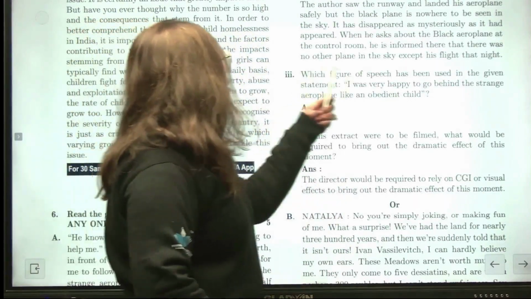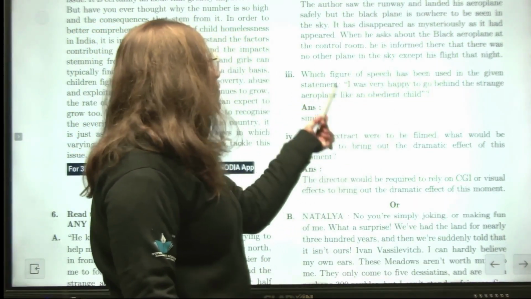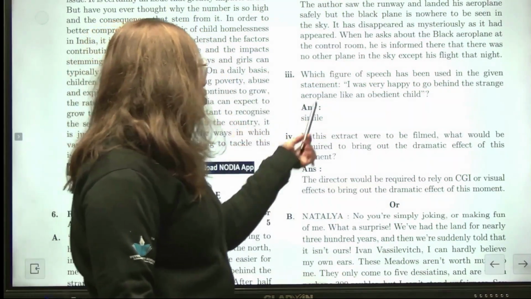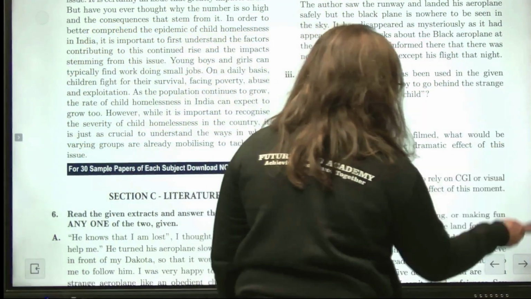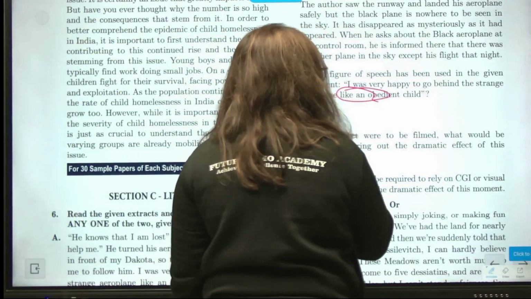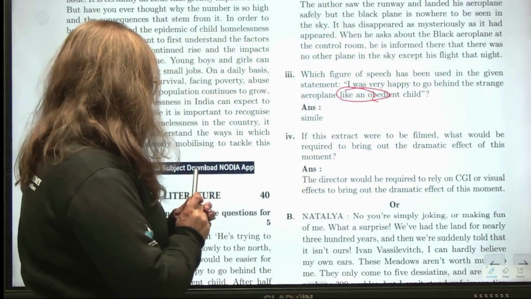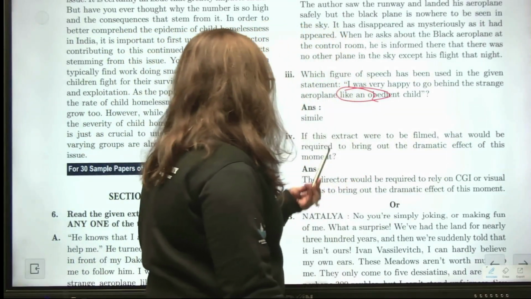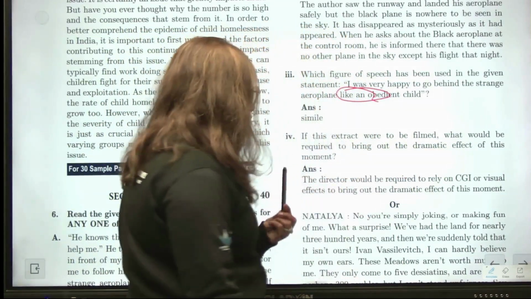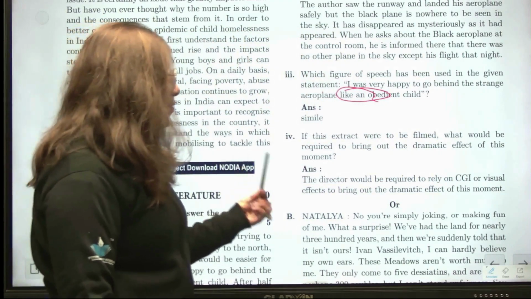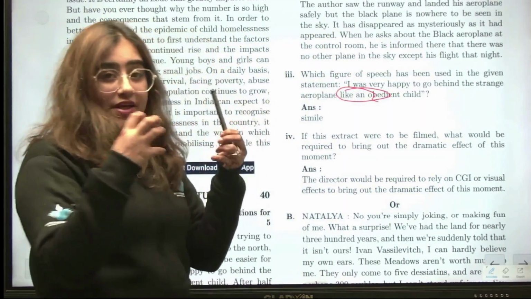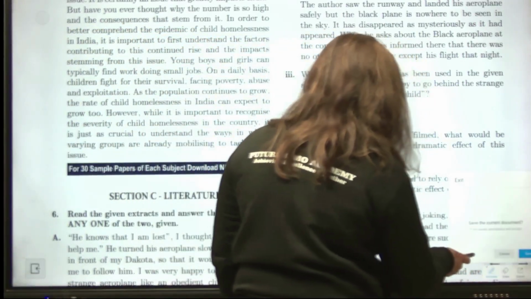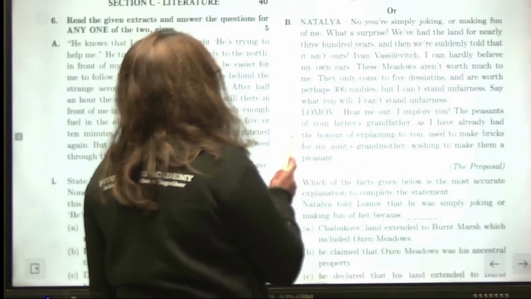Clear? Which figure of speech has been used in the statement? "I was very happy to go behind a strange aeroplane like an obedient child." So what word was used? Like an obedient child. Wherever "like" comes, a simile is used. Clear? If this extract were to be filmed, what would be required to bring out the dramatic effect of the movement? We have done this: if it is filmed, very good visual effects would be given to create the dramatic effects of this movement. Clear? Then next is Natalia.